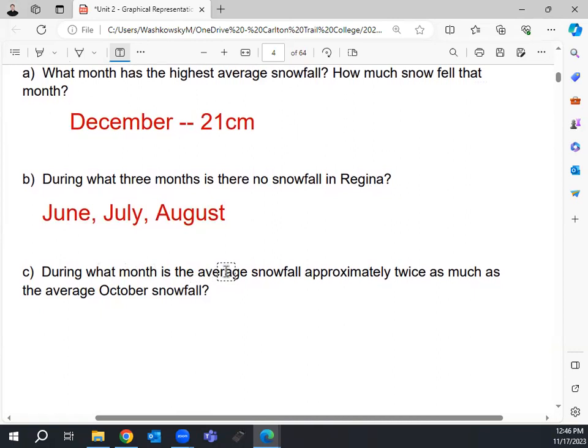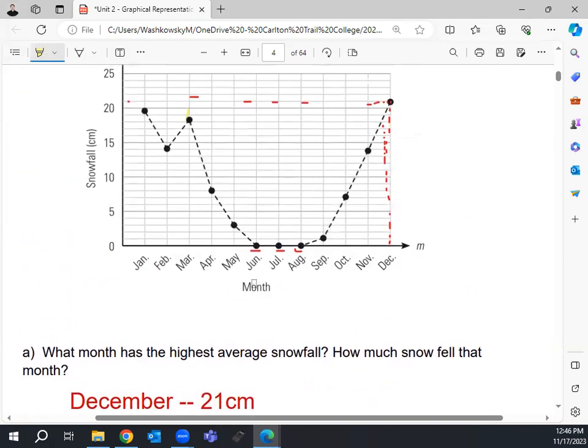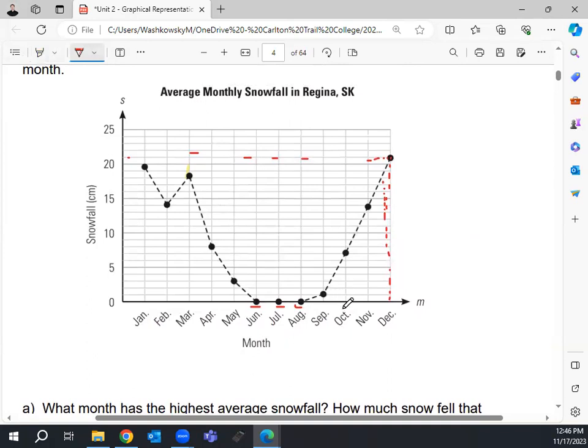So, during what month is the average snowfall twice as much as the average October snowfall? It's a weirdly worded question. We're going to see that sometimes. So what do we have to look at here? Well, we have to know how much snowfall fell in October, right? And I can see in October it looks like 7 centimeters. So if I'm looking for approximately twice that, which months would those be? Well, November and February, probably.